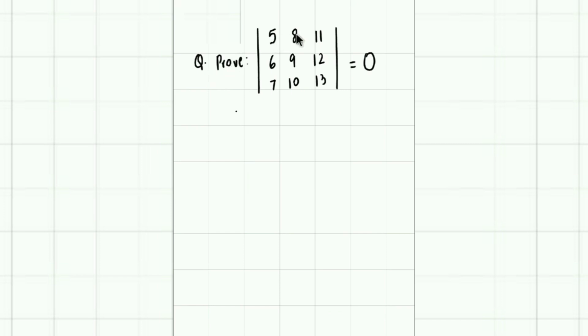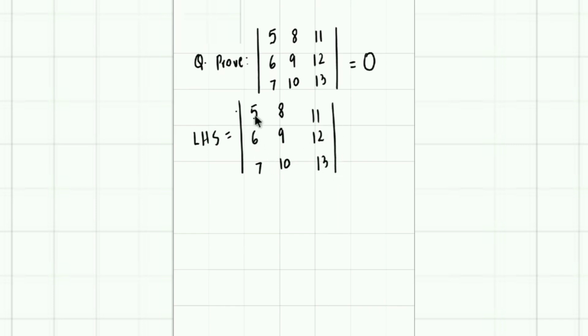The question is prove that determinant of 5 8 11 6 9 12 7 10 13 is equal to 0. So let us write down the left hand side. So the left hand side is the determinant 5 8 11 6 9 12 7 10 and 13.